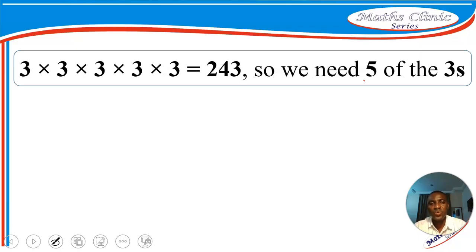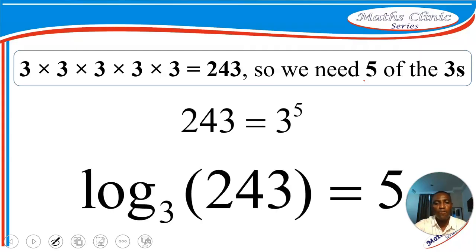We can multiply 3 five times, and so we can write that the log of 243 base 3 is 5, because how many times you can multiply 3 to get 243 is 5 times.